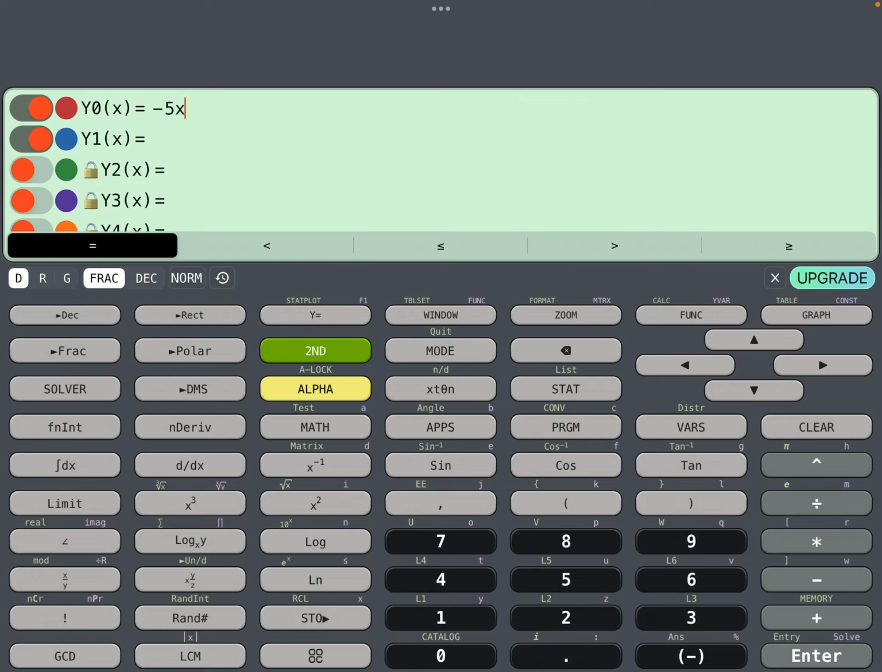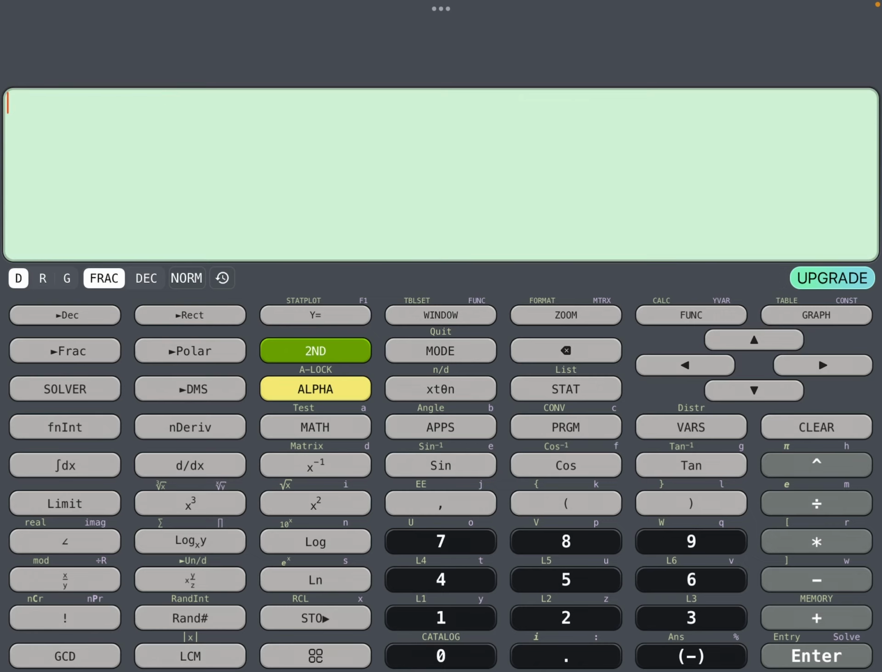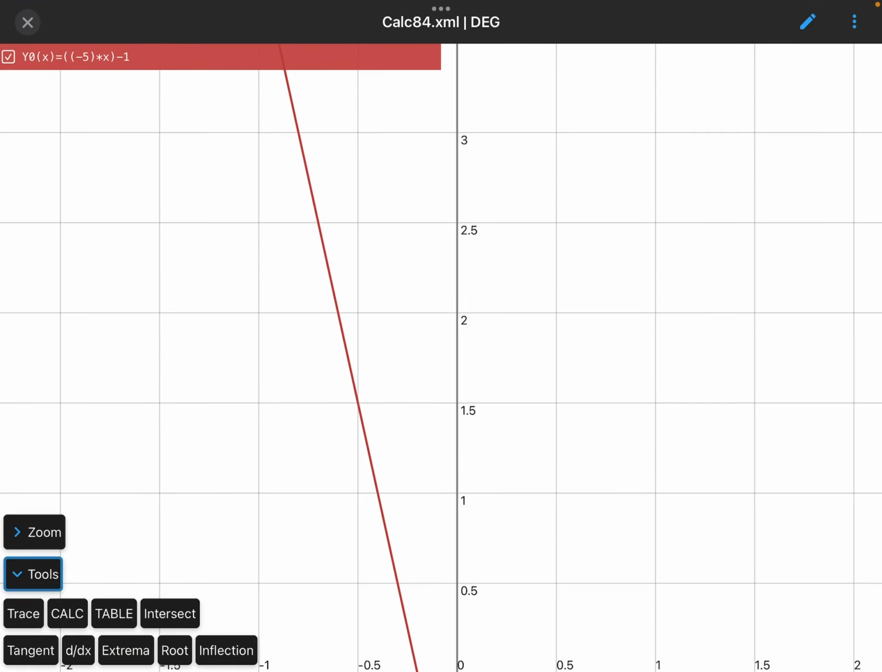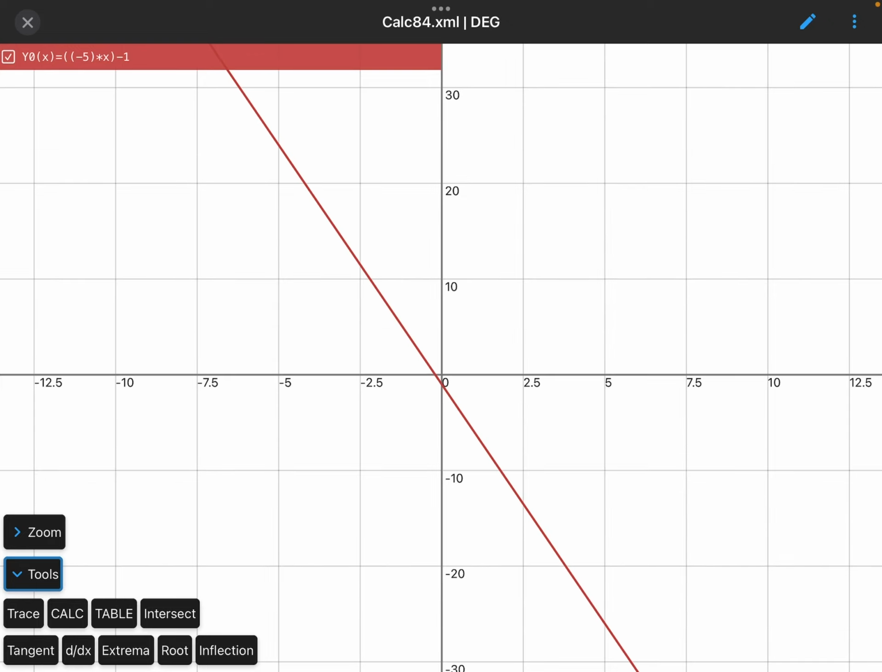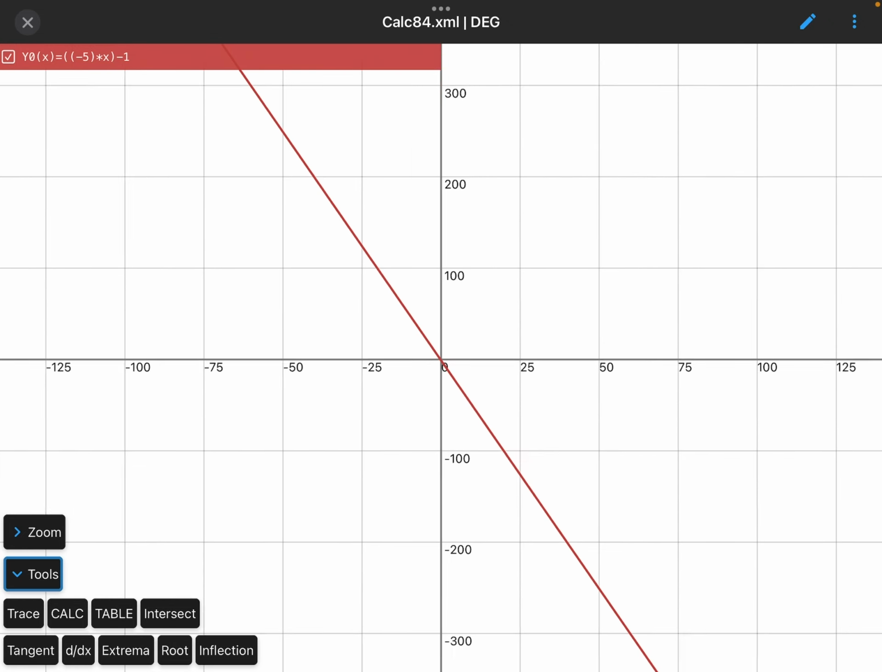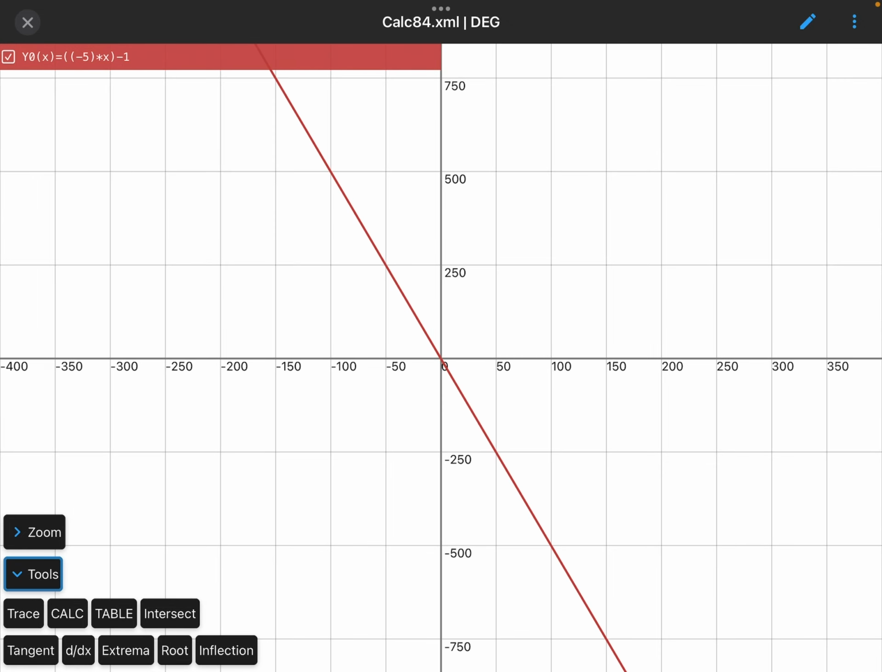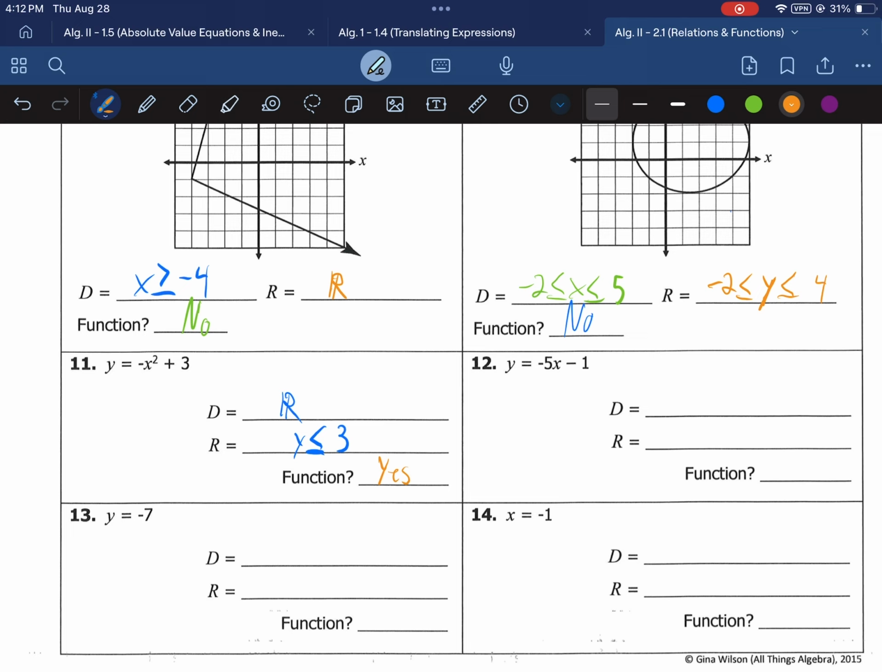So -5x minus 1, go to graph, look at this graph, and I'm going to zoom way out so I can see what's going on here. And it goes forever up and to the left, forever down and to the right. So since it goes forever left and right, the domain is all real numbers. And it goes forever up and down, which is all real numbers again. So it never maxes out on the top, or maxes out on the bottom, or maxes out on the right, or maxes out on the left.